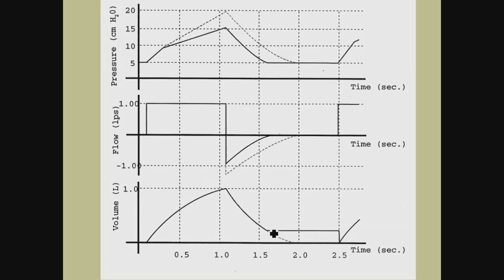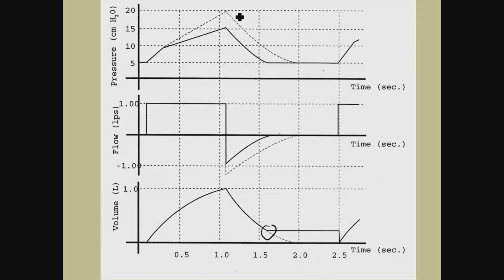Here I know that I have a leak present because I don't have the full volume coming back on the expiratory limb that I have on the inspiratory. This dotted line is where the flow should be, but it's not because I have some volume lost. And because that volume is being lost, I also don't have the peak pressure that I would anticipate seeing.